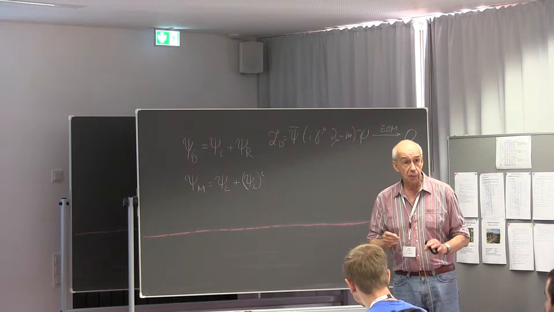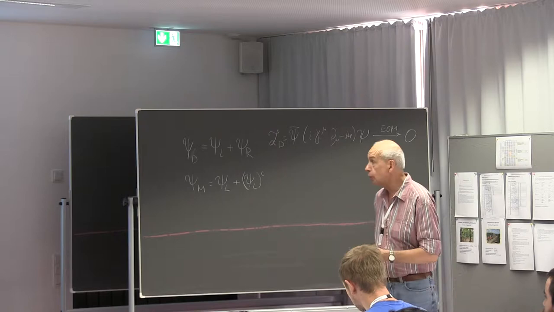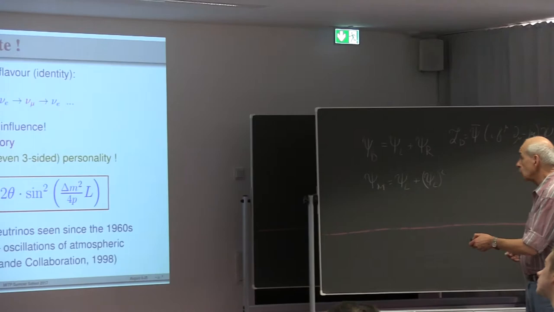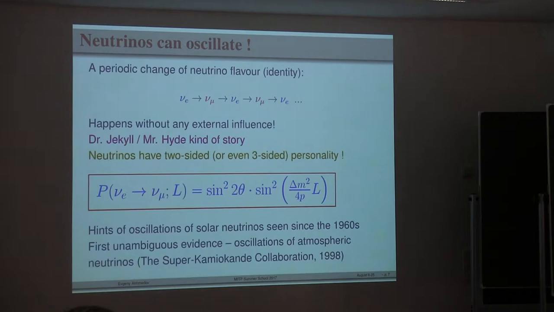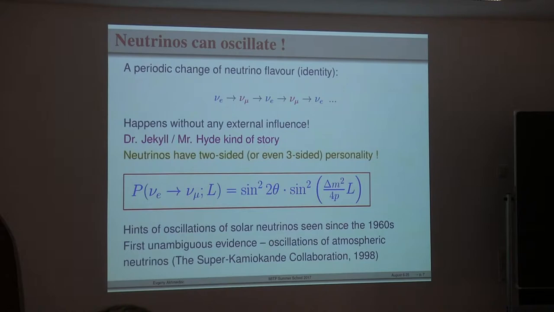Okay, so that was still regarding my yesterday's lecture. Now I want to move to a different topic, neutrino oscillations. We note that neutrinos can oscillate, which means that, for example, an electron neutrino can, after some time and upon propagating some distance, become a muon neutrino, which then again becomes electron neutrino, and so on and so forth. So neutrinos can periodically change their identity. They have some split identity. It's like Dr. Jekyll, Mr. Hyde kind of story. It's double personality or even triple personality.